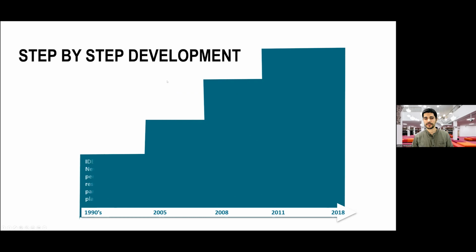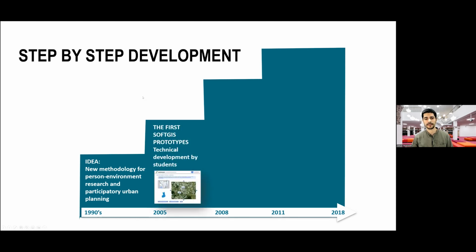So let's have a quick look at the history of PPGIS in our research group. The idea started back in the 90s. Obviously, I wasn't working in that research group back then, but the idea started there. We were looking for some kind of methodology for studying person-environment relationships, some kind of participatory urban planning approach. Then already in the early 2000s, we had a prototype of the survey tool, which was called SoftGIS back then.